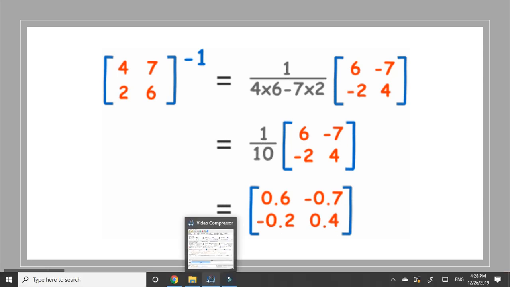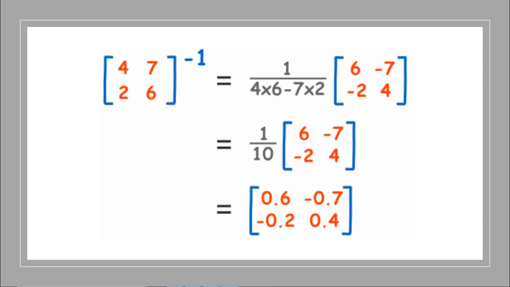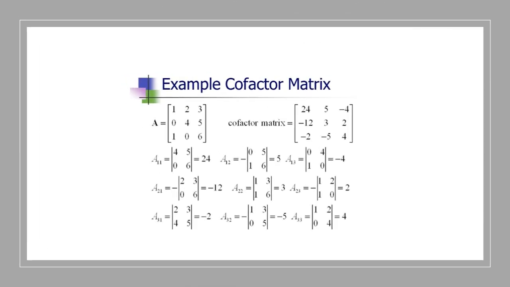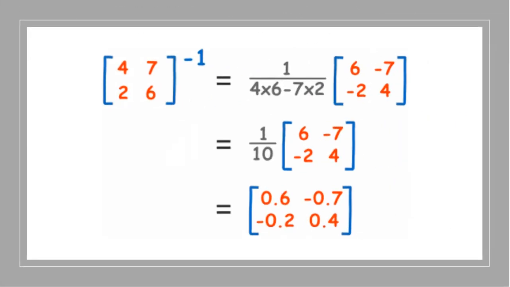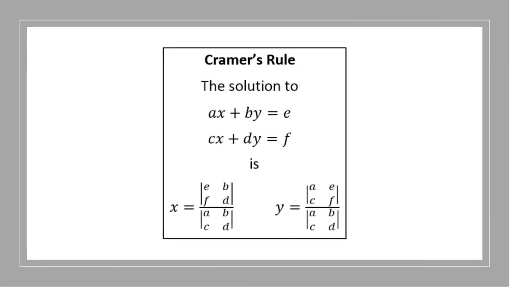Okay, now we discuss Cramer's rule after inverse. These are two equations. These equations are called simultaneous linear equations. Cramer's rule actually works to find the solution of simultaneous linear equations.